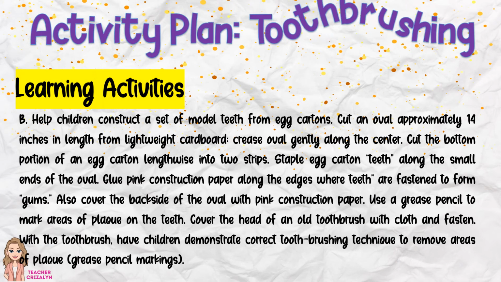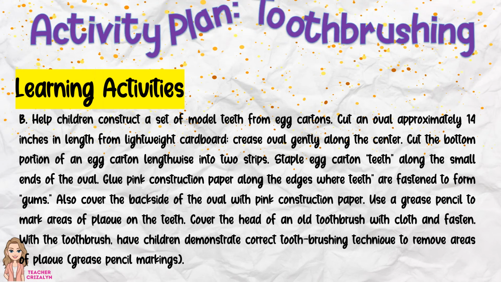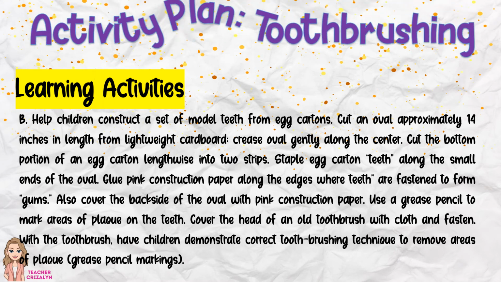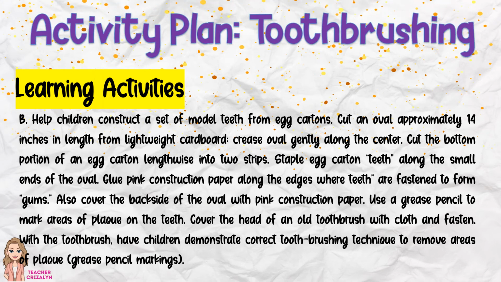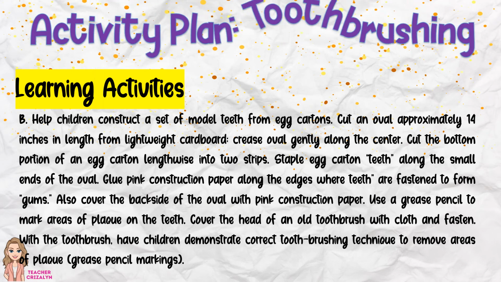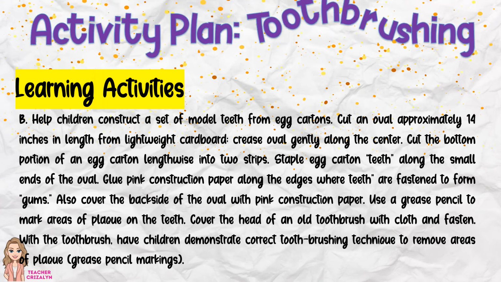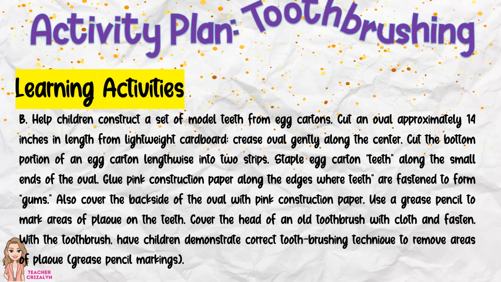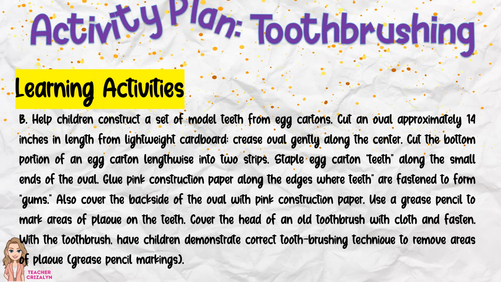Letter B. Help children construct a set of model teeth from egg cartons. Cut an oval approximately 14 inches in length from lightweight cardboard. Crease the oval gently along the center. Cut the bottom portion of an egg carton lengthwise into two strips. Staple egg carton teeth along the small ends of the oval. Glue pink construction paper along the edges where teeth are fastened to form gums. Also cover the backside of the oval with the pink construction paper.